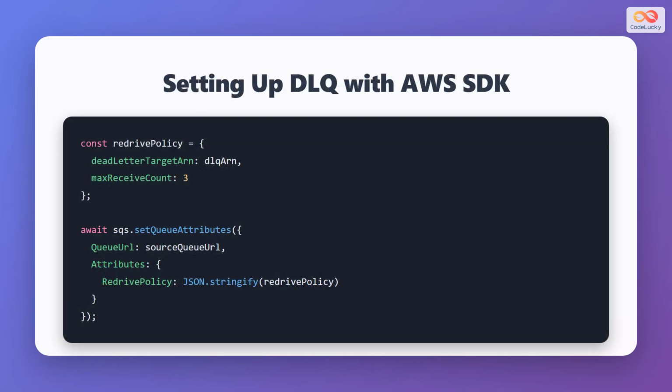Here's how to configure a dead letter queue using the AWS SDK. First, create a redrive policy object containing the deadLetterTargetArn and maxReceiveCount. In this example, we set maxReceiveCount to 3, meaning a message will be retried 3 times before moving to the DLQ. Then, use the setQueueAttributes method to apply this redrive policy to your source queue. The policy must be passed as a JSON string in the attributes parameter.